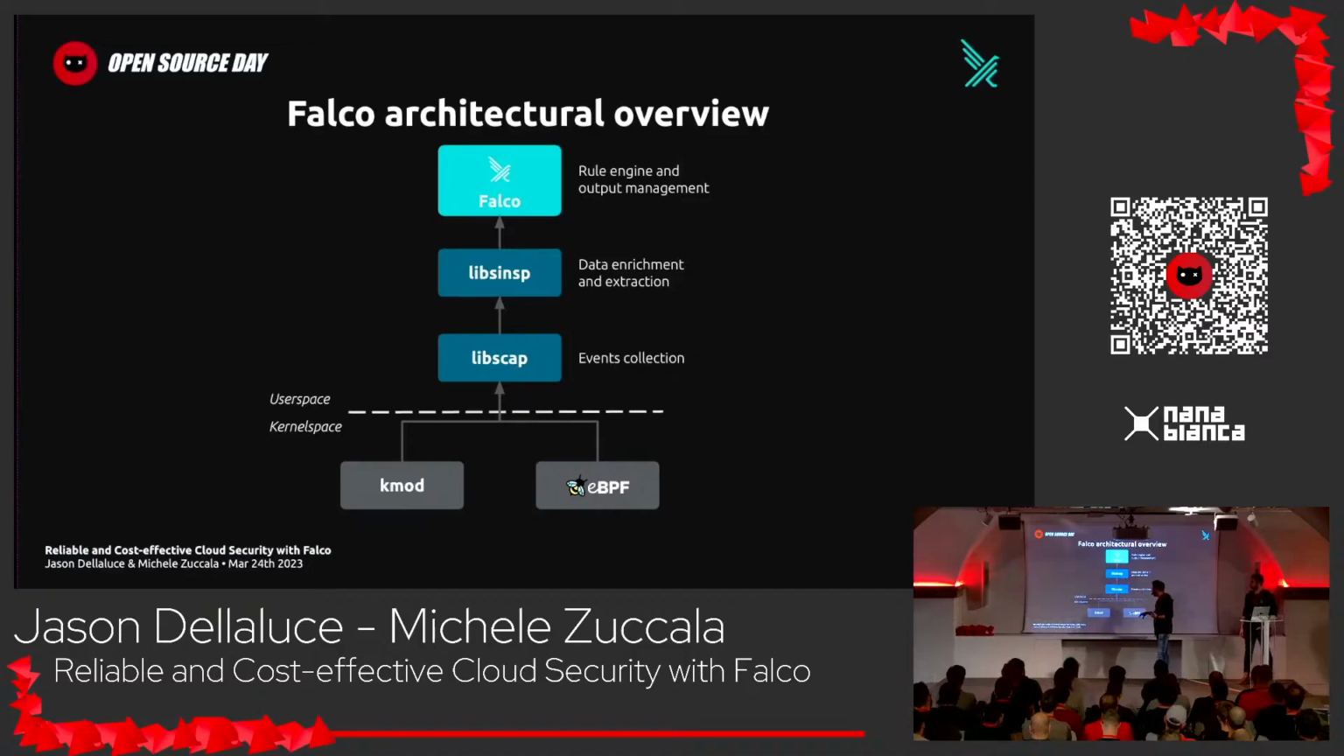We bring this huge amount of data into user space, where our first interactor is libscap. We do some collection and aggregation, we decorate with some state of the machine, and then we push everything to Falco to evaluate against the rules.